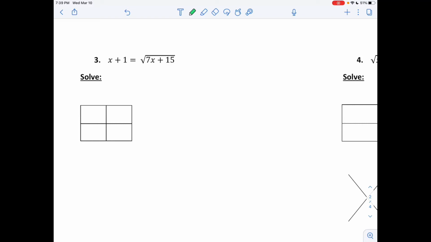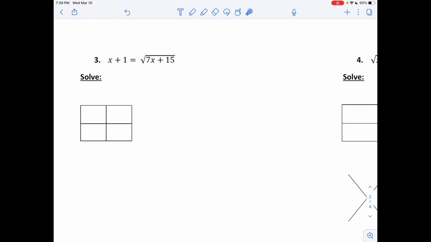Now that we've worked through a couple of basic examples, I want to show you what we do if we have an x, a variable, on both sides. Things get a little more complicated, but it's still not too bad. It's things that we have done before, just putting them together in a little bit different way.